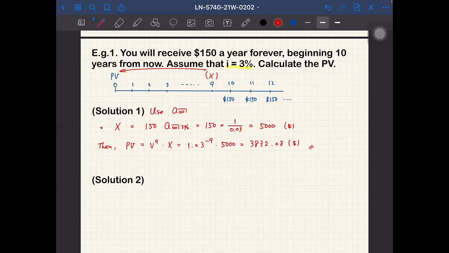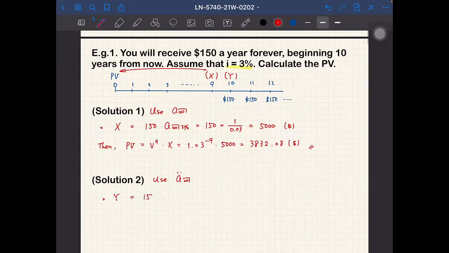And another way is to use perpetuity due. So a double dot infinity. So at first, we think about the value at t equal to 10, y. Then we translate y to PV. So PV is 10 years before y. So we have to multiply v to the 9th power. So at first, calculate y.